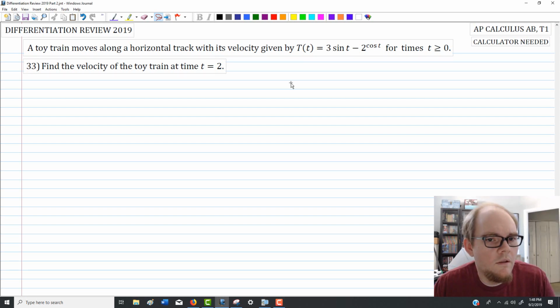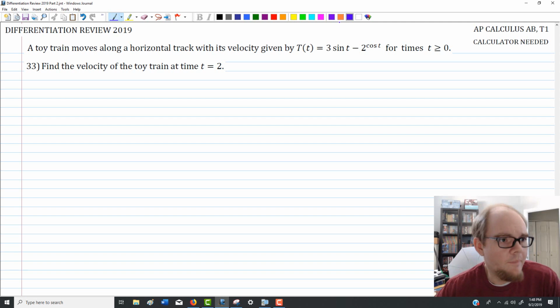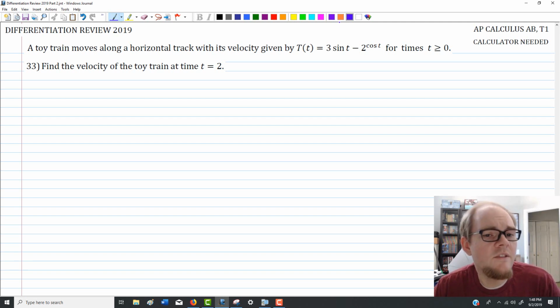So, finally, this brings us to the last section of this review assignment. In this situation, we've got a toy train moving along a horizontal track, and its velocity is given by T of t equals that expression. And once again, I'll point out, T of t is a function we don't have the ability to differentiate just yet. So don't get too excited, we're not actually ready to take care of this thing. Instead, though, let's jump right in.